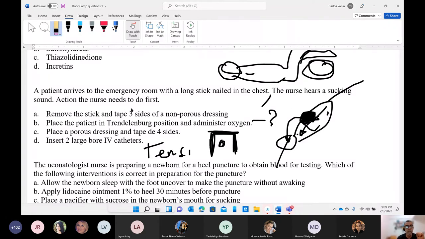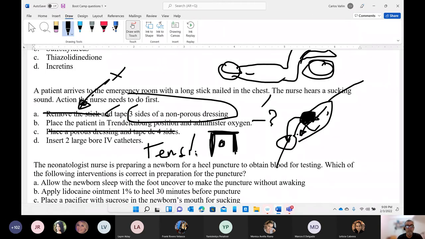That's why the student was attracted to this option, but then the trick, the difficult part is that it was removing the stick, and this cannot be done. So this disqualified this option, but this part of taping the four sides produces tension pneumothorax, which is the complication of the pneumothorax. So obviously we need to be left between B and D.